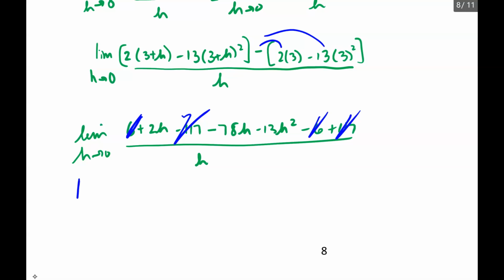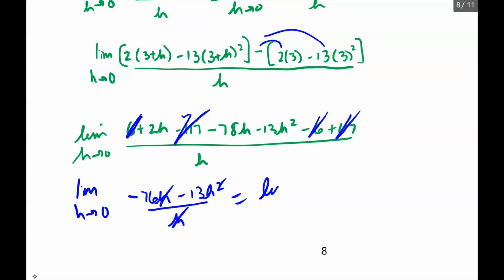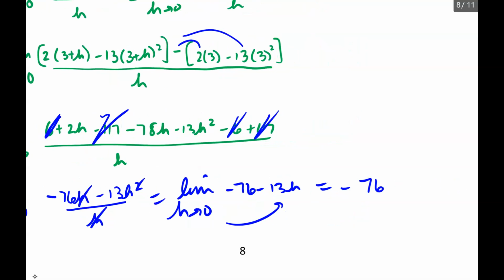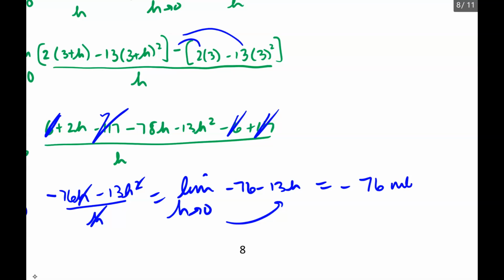So we're left with the limit as h goes to 0 of 2h minus 78h minus 13h squared over h. Why don't I simplify this? 2 minus 78 is going to be negative 76h minus 13h squared over h. So cross out the h's and we're left with the limit as h goes to 0 of negative 76 minus 13h. Plug in 0 for h, you get negative 76. And this is, remember, negative 76 miles per minute.